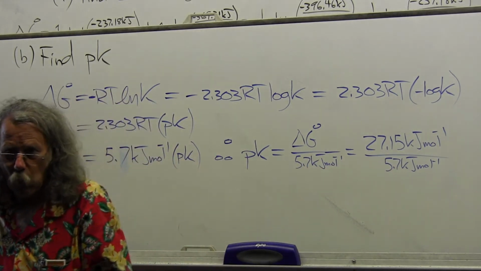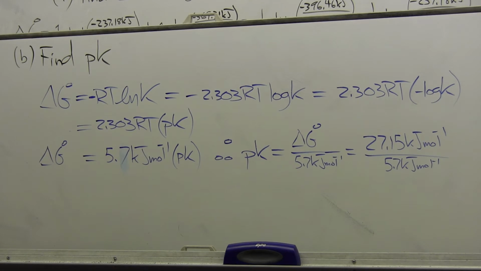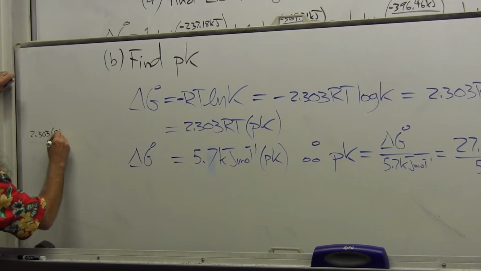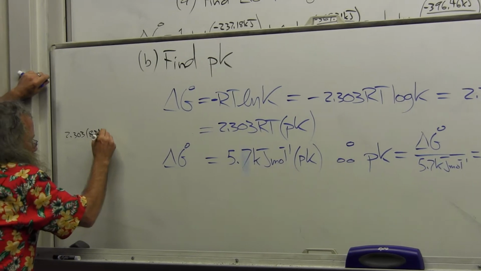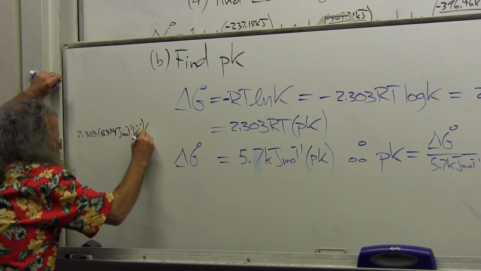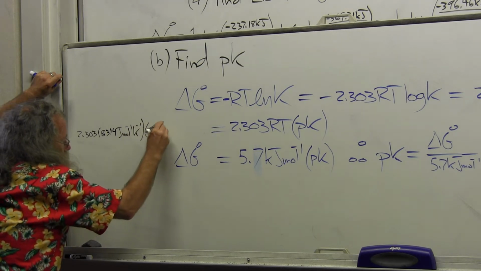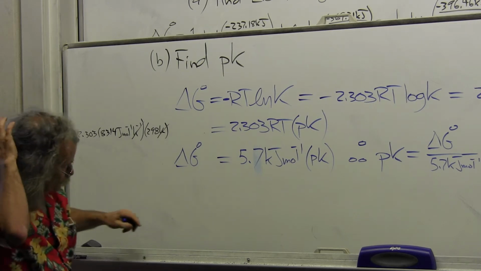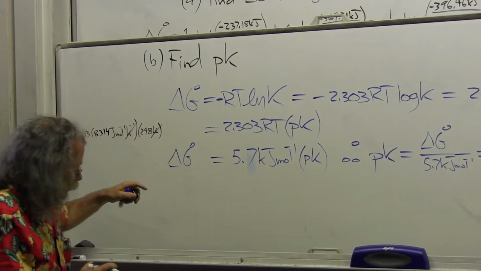Yes, Robert? I think you dropped a Kelvin with the 5.7 kilojoules per mole. Because there's a T there, and doesn't T represent temperature? Okay, good question. That was because it was 2.303, 8.314 joules per mole K times 298 K, and the K drops out. Thank you.